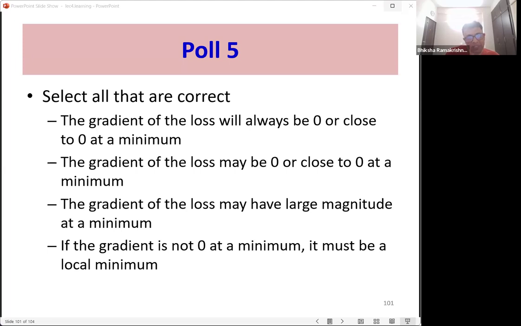Can anybody tell me which one is true before I stop recording? Is this first statement true? Yes or no? No, right? The gradient may be 0, but it may also have a large magnitude. The rest of it doesn't make sense.